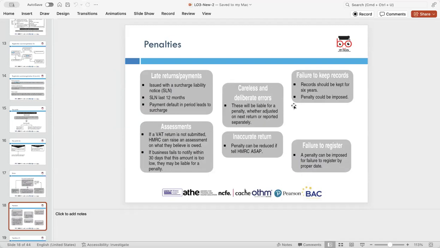Penalties can also be imposed for failure to keep accurate records, for errors in VAT returns, whether deliberate or careless, and for failure to register for VAT by the required date. Understanding the penalty implications for late submissions, payments, record keeping failures, and registration lapses is important for businesses to maintain compliance with VAT regulations and avoid financial penalties.